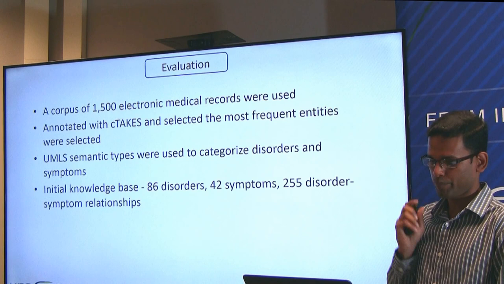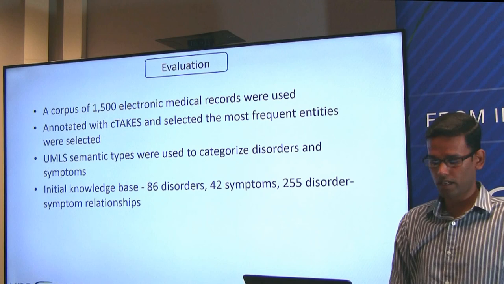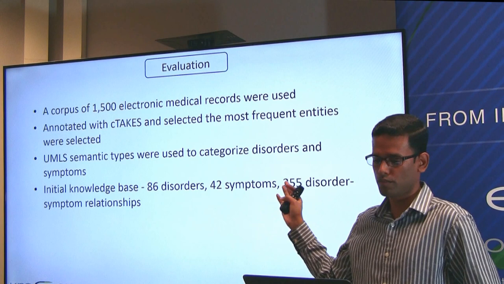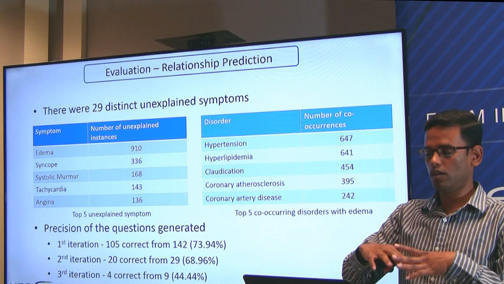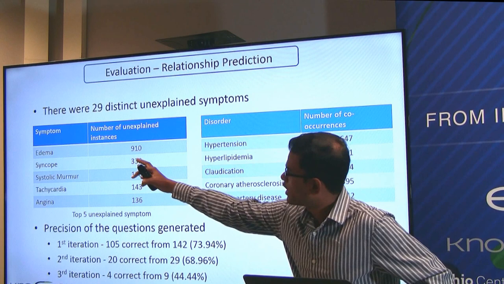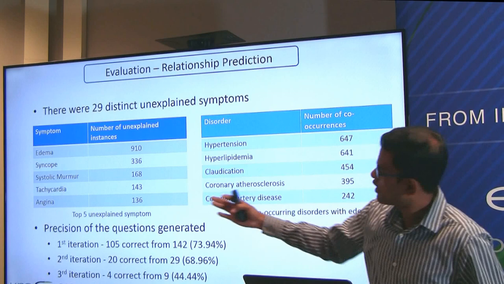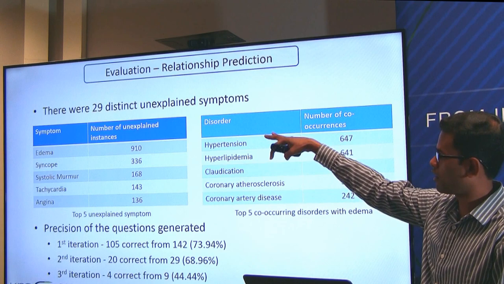Now, in order to evaluate this work, we ran our experiments on 1500 clinical electronic medical records, annotated them with cTAKES, and we created the initial knowledge base with this many disorder symptoms, and again this is based on frequency. And what we found was that once you model your knowledge base and run the algorithm, there were 29 distinct symptoms that we could not explain in their occurrences in the clinical records. For edema, there were about 910 instances that we don't know, right? These are the top five such symptoms. And when edema is unexplained in 910 scenarios, we found that these are the top co-occurring disorders with them, right?